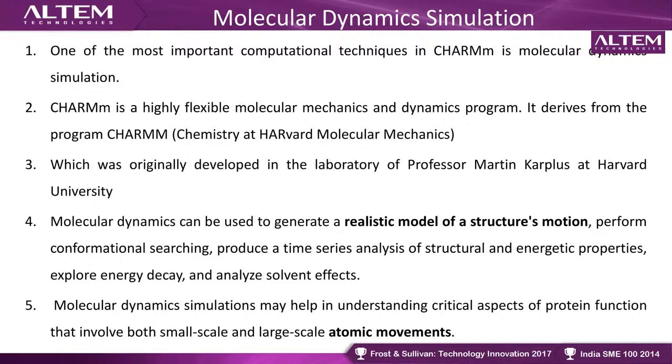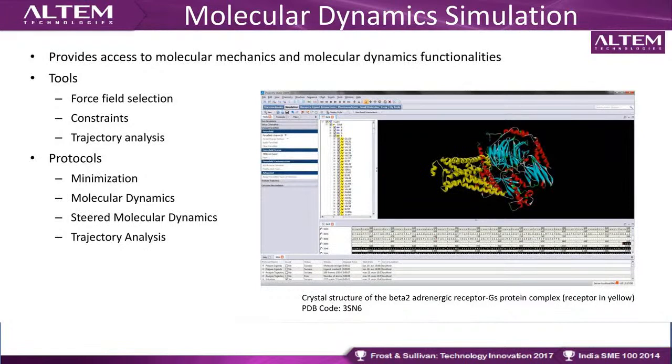In the biological system we have water molecules around each and every receptor, because a maximum of 75% is water in the biological system. Hence we are making those biological conditions here. That's why we are providing all those parameters to the complex to check its stability or transformations. We have various tools to analyze: force field selection, constraints, trajectory analysis. We have protocols like minimization, discrete molecular dynamics, and trajectory analysis to analyze our trajectories.